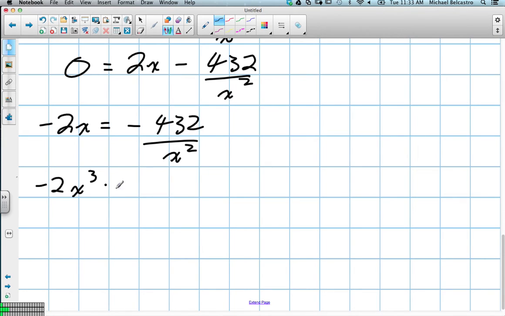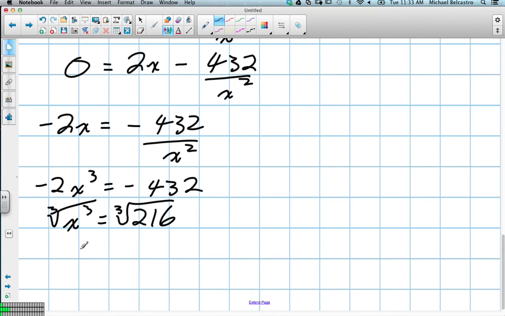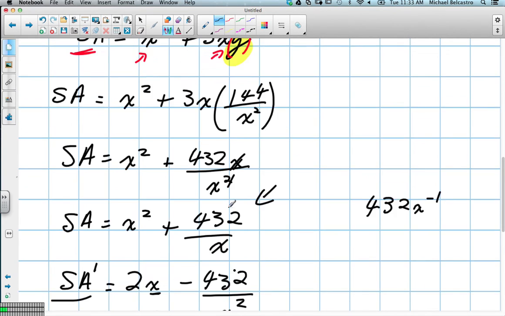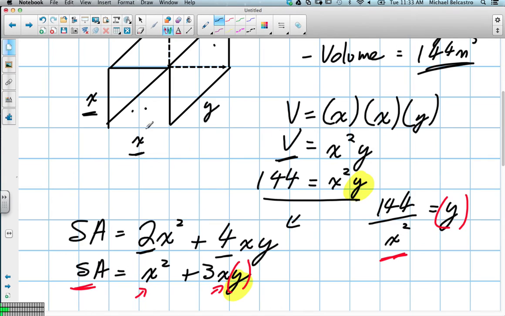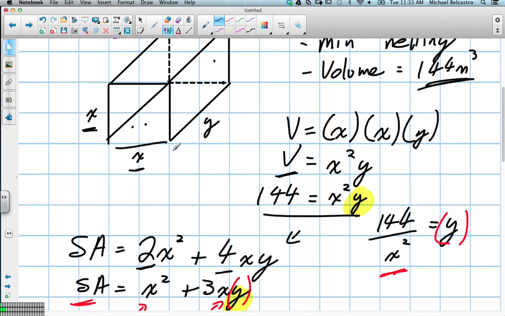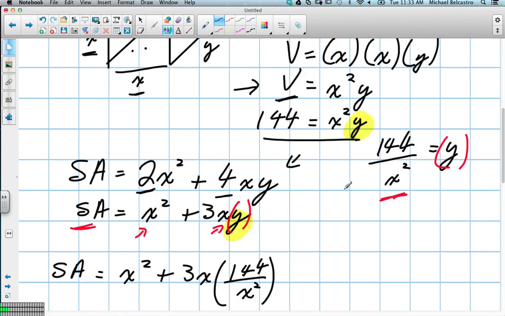Which will give me 2x cubed is equal to 432, which means x cubed is equal to 432 divided by 2, which is, I think, 216. And we're going to be looking for the cube root of both sides, which means x is 6 in this case. Okay? So, if x is 6 in this case, we can go back to our volume formula to find out what our y value is going to be.